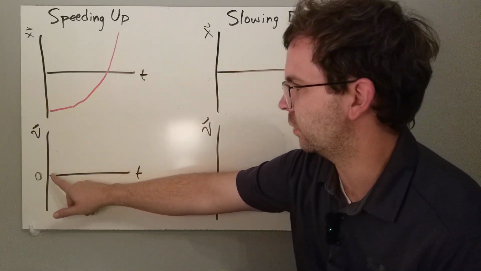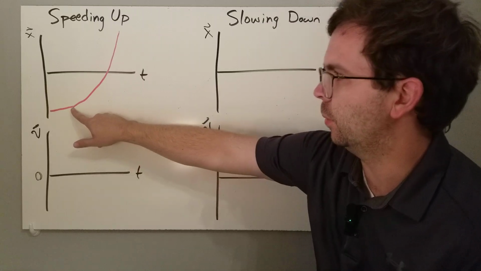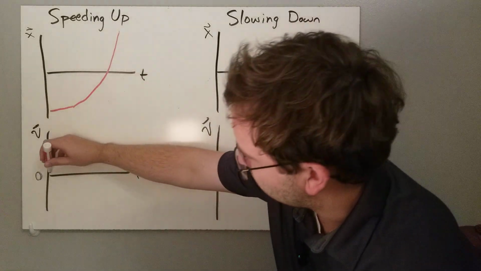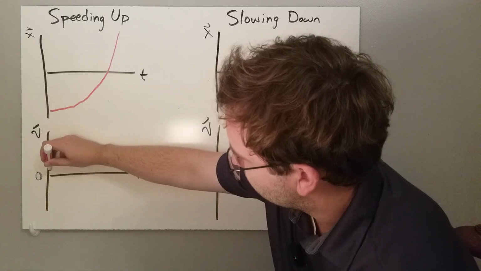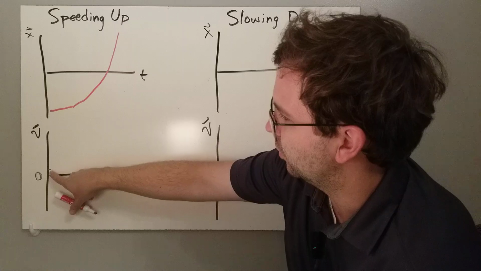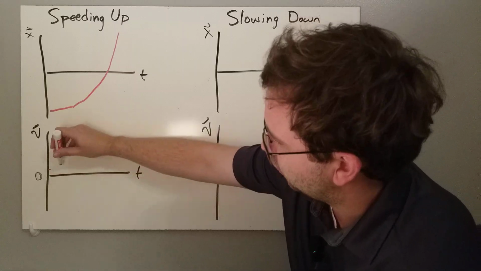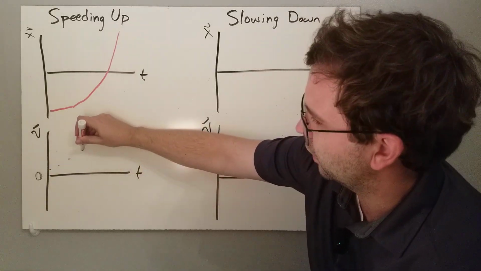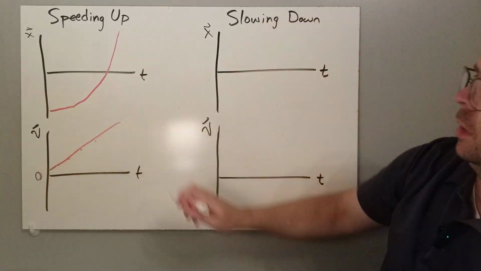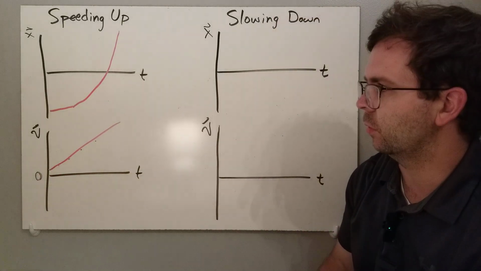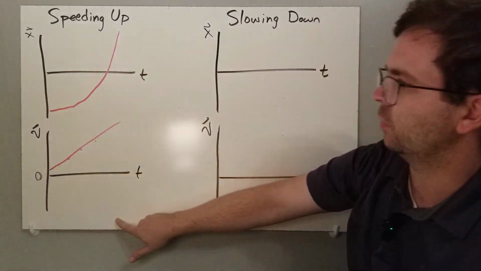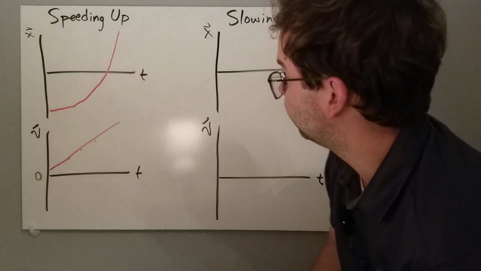So the velocity is going to start out a little bit up, but then it's going to get more and more up. It might look something like this, where the velocity starts out with a little bit of positive magnitude, and then that magnitude is just going to grow and grow. So it'll look something like this, a straight line moving away from 0. Now, if I flipped it the other way, it would still be moving away from 0, but in the negative direction.